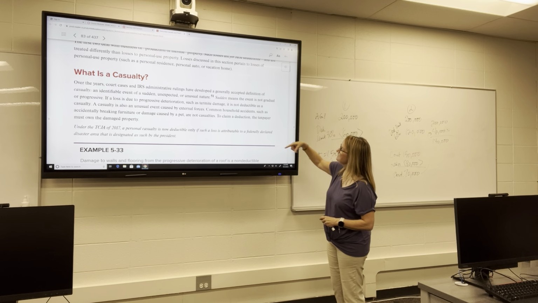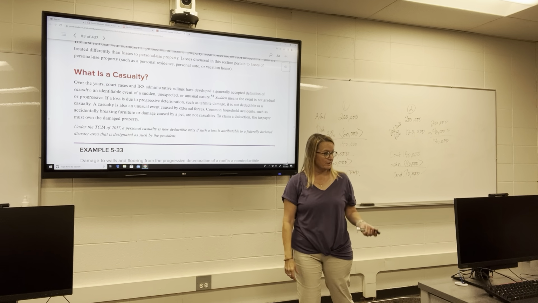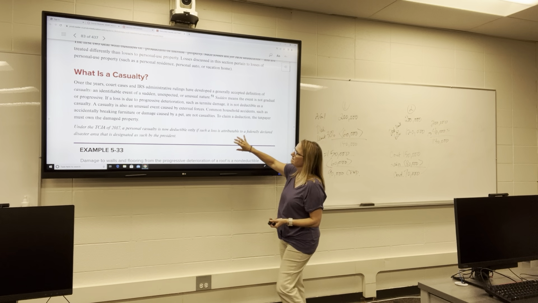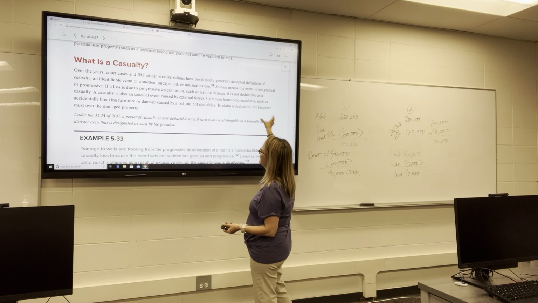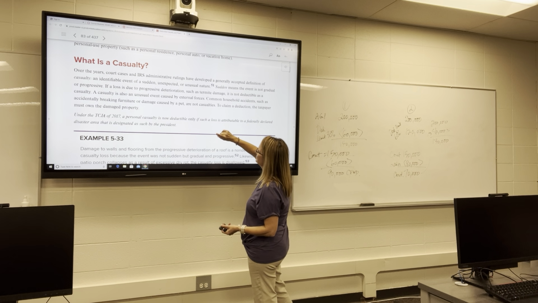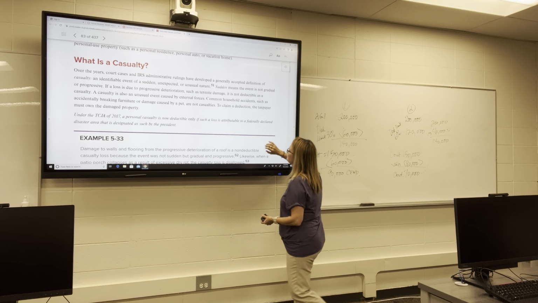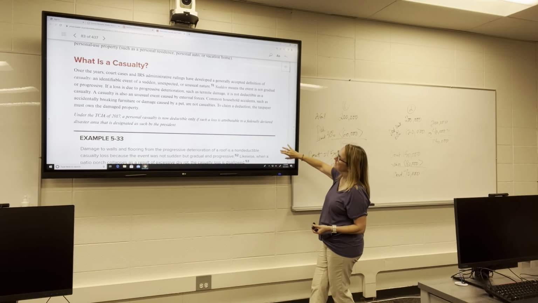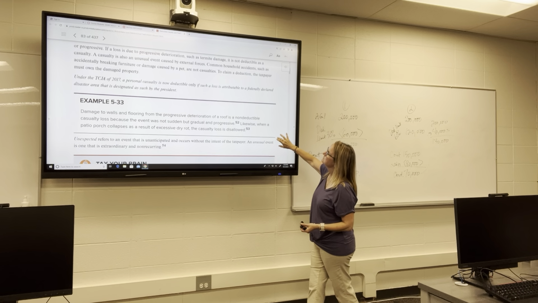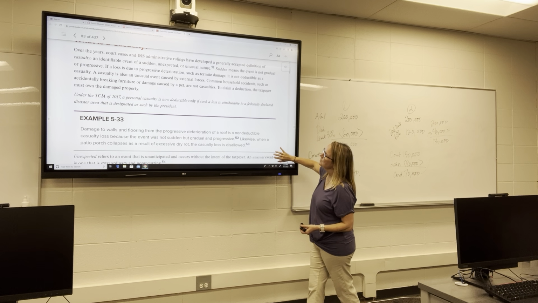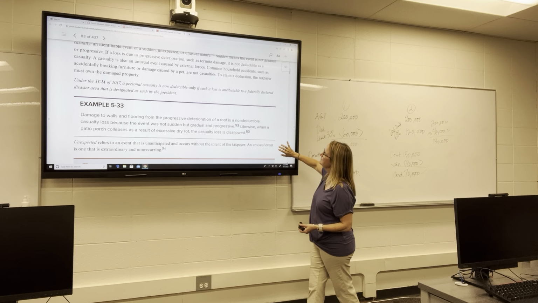Sudden means the event is not gradual or progressive. If the loss is due to progressive deterioration, termite damage, it's not deductible. It also is an unusual event caused by external forces. Fire, stuff like that. You have to own the damaged property.